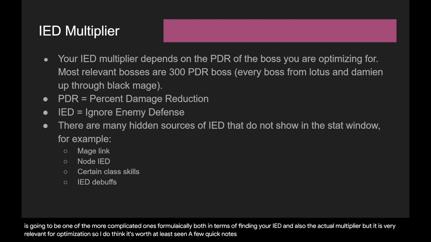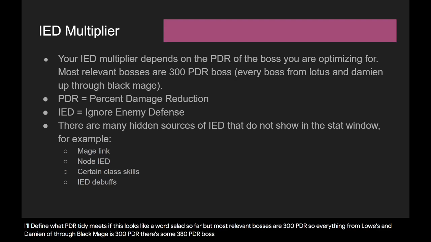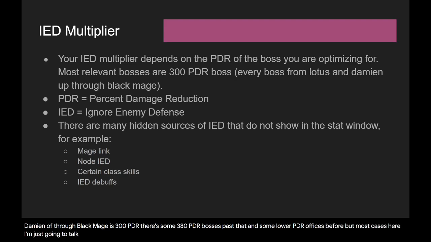A few quick notes. Your IED multiplier is going to depend on the PDR of the boss. I'll define what PDR and IED mean if this looks like a word salad so far. But most relevant bosses are 300 PDR. So everything from Lotus and Damien up through Black Mage is 300 PDR. There's some 380 PDR bosses past that and some lower PDR bosses before. But in most cases here, I'm just going to talk about 300 PDR bosses.